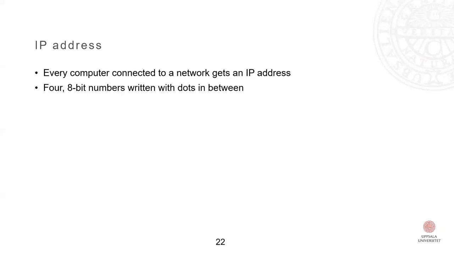An IP address consists of four 8-bit numbers, which are separated by dots. For example, this address that you see here is the IP address of one of the Google servers. It says 172.217.7.238. Each of these numbers consists of 8 bits. We have seen that with 8 bits, we can represent from 0 up to 2 to the power of 8 minus 1, which is from 0 to 255.